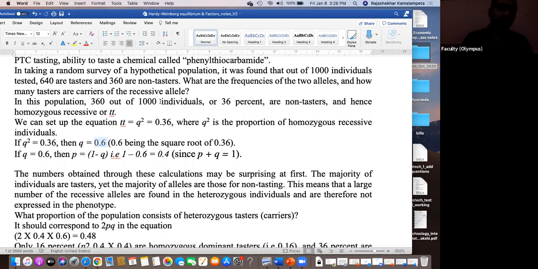You first calculated the q square value, and from q square you calculate the q value by square rooting it. And once you know the q value, we can easily calculate the p value. 1 minus q equals p, correct? So that is 0.4. So 0.6 plus 0.4 should be 1, p plus q equal to 1. Is that clear, Vishal?